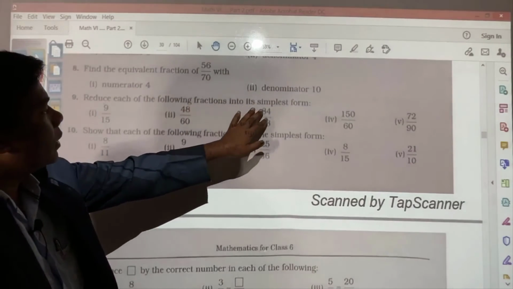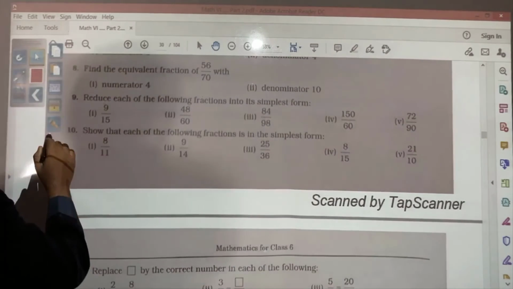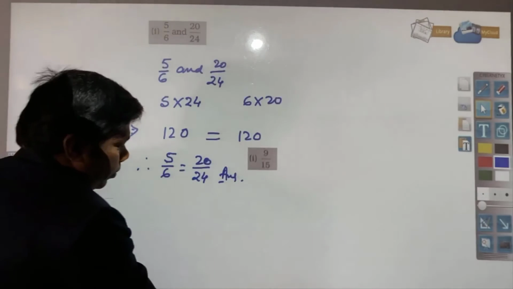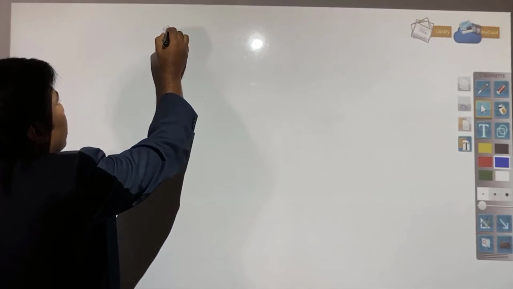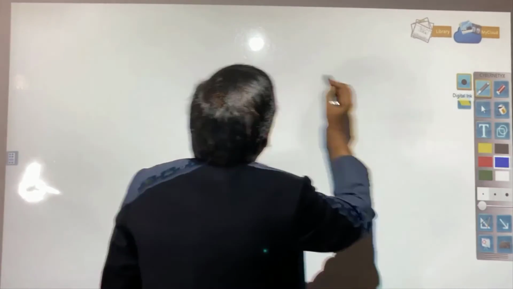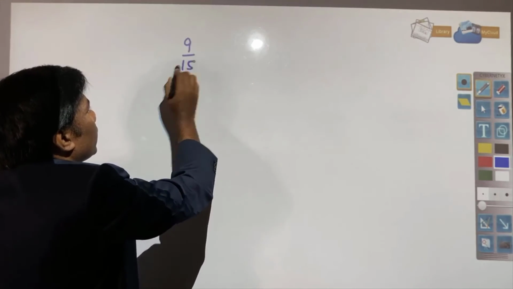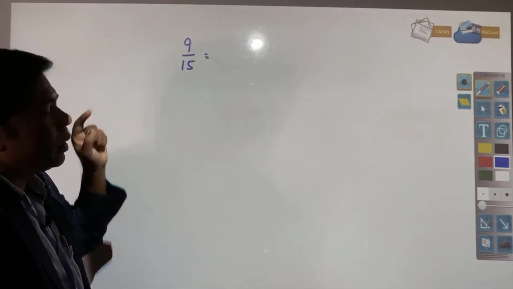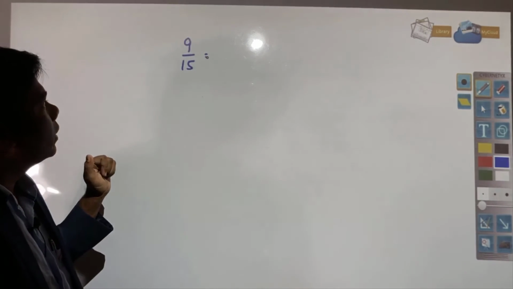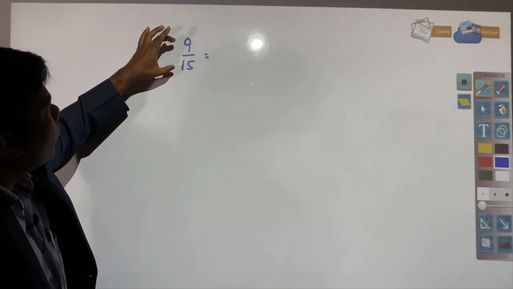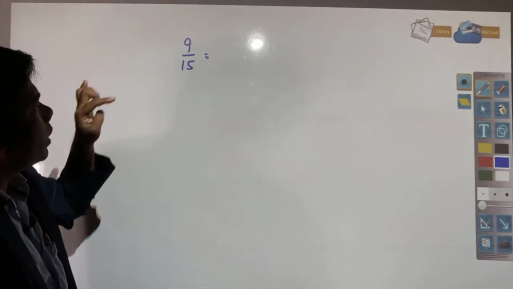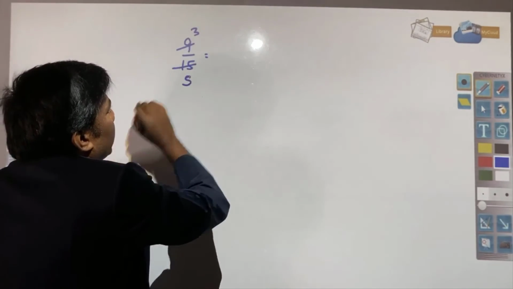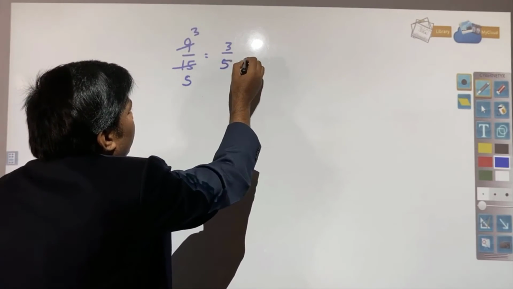Then you have question number 9. Reduce each of the following fractions into its simplest form. Suppose you have 9 by 15. So what we need to do? What I say, if between numerator and denominator you can see a common factor, that can be cancelled. Just you need to see in which multiplication table you get 9 and 15. So 3 3s are 9 and 3 5s are 15. So this can be written as 3 by 5 and this is your answer.